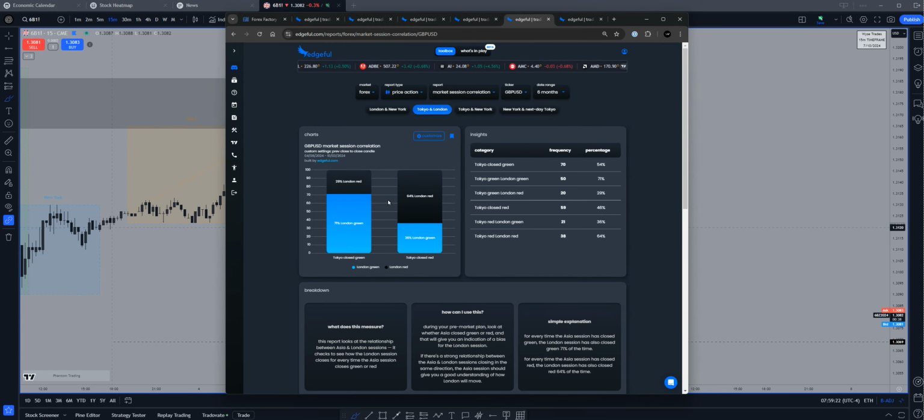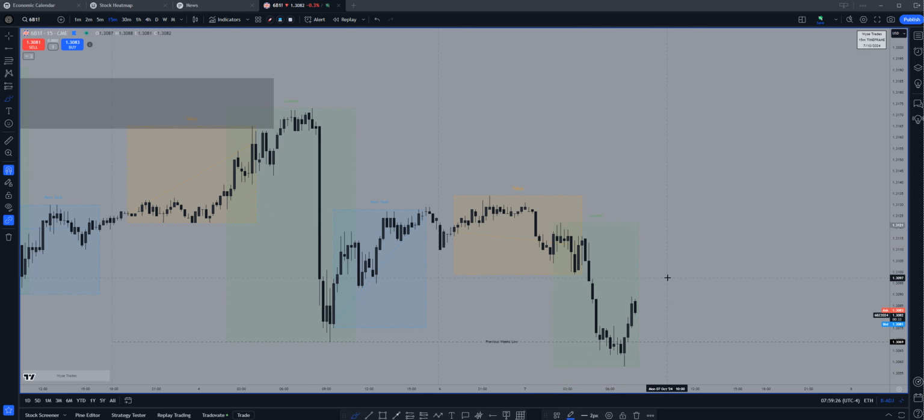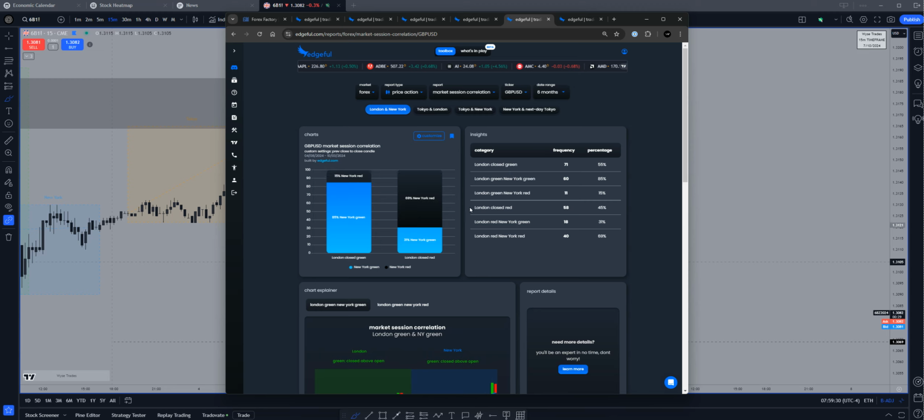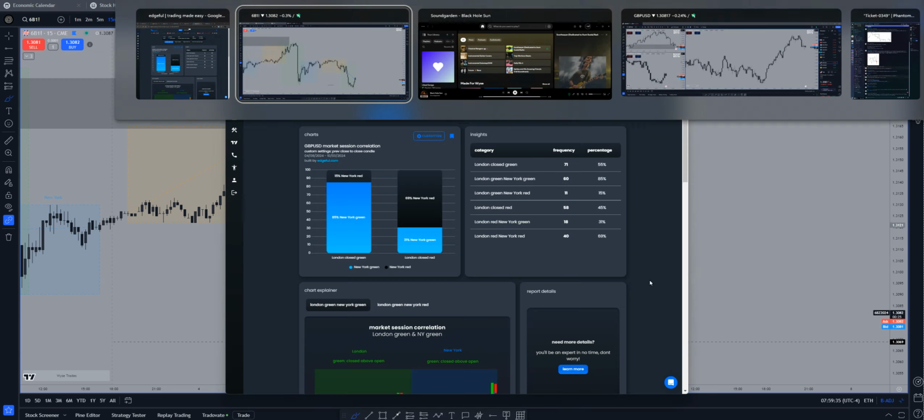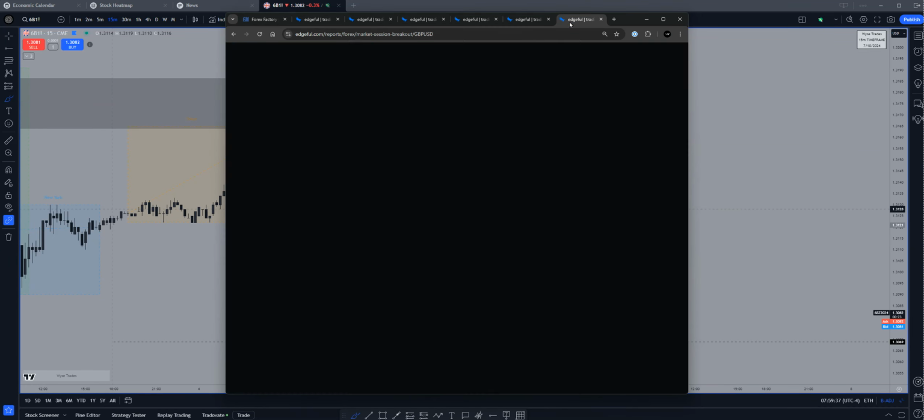So with that said, we had a bearish Tokyo session, which means we have a 64% probability that London is also going to close bearish, which so far is holding true. And then if that's the case, we have a 69% chance that New York will also close bearish. So it's always nice to see these.